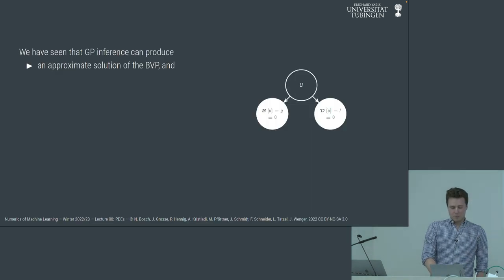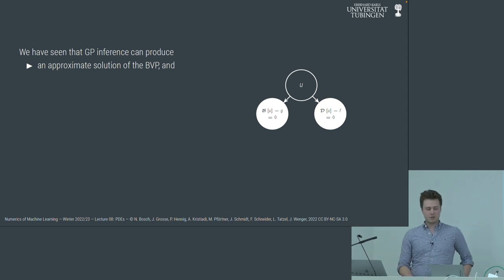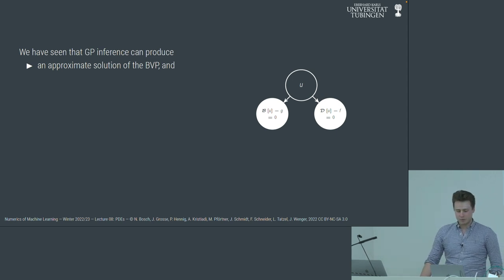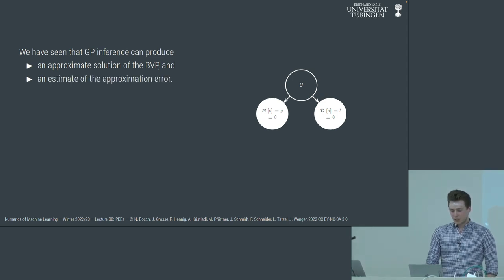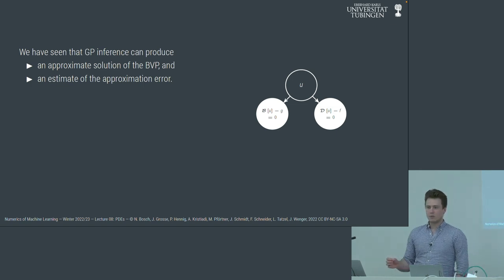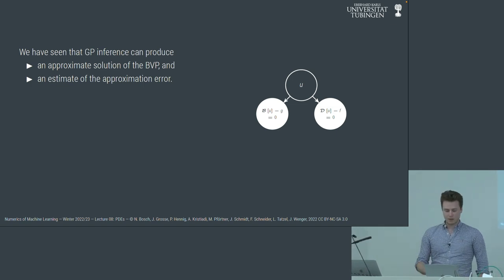So let's recap a little bit. What did we do? We've seen that a generalized form of GP inference can produce an approximate solution of this boundary value problem that we formulated here. And we get an estimate of this approximation error that is typically quite difficult to handle.